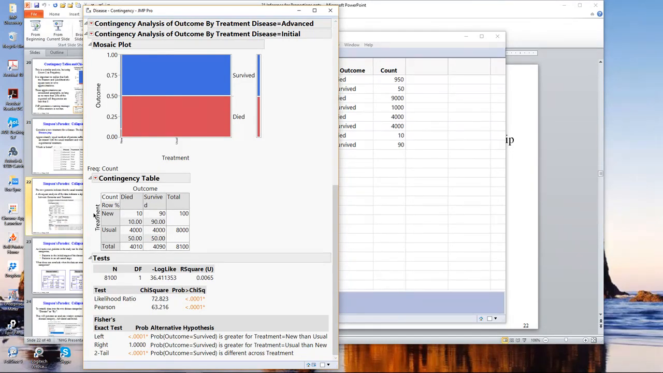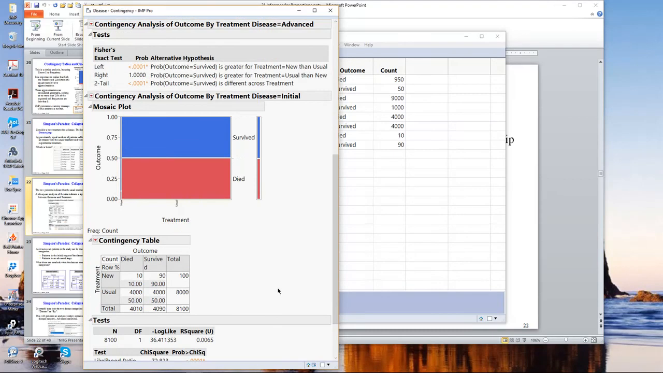Once again, notice in the initial stages, there is no doubt the new treatment is far superior. So once I take into account whether or not they're advanced or initial, this is a third variable, we suddenly discover that actually the new treatment is best in both cases, while when we ignored the disease state, we came to the conclusion the usual were better. And this is called Simpson's Paradox.